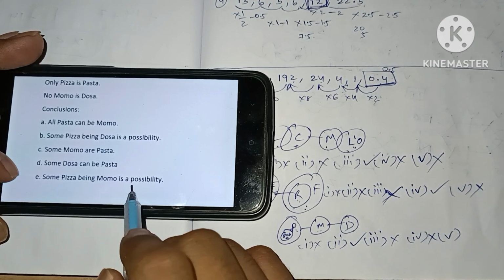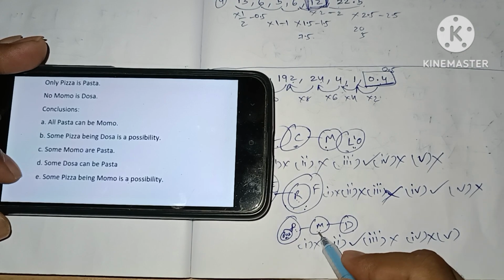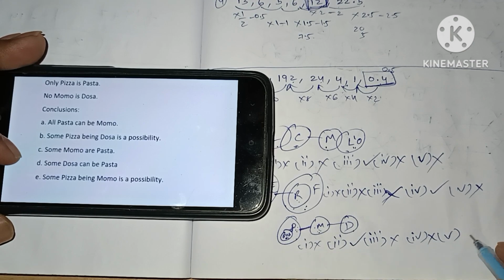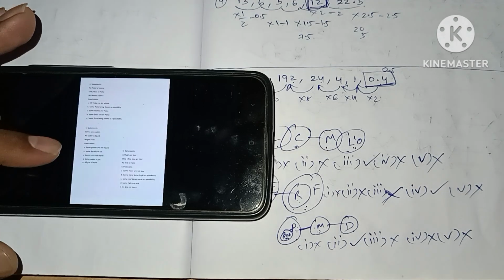Fifth one, some pizza being momo is a possibility. Can some part of pizza share with the momo? No, it is not possible because of no symbol between pasta and pizza and momo. So the fifth conclusion will be false. Now we are going to see question number 4.